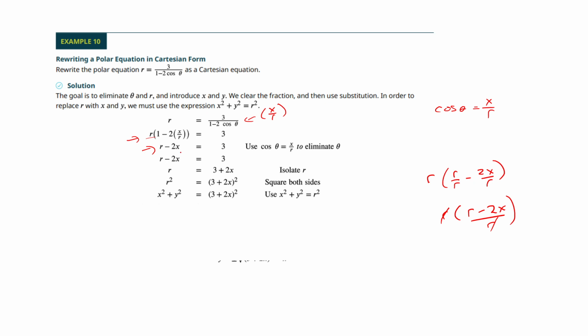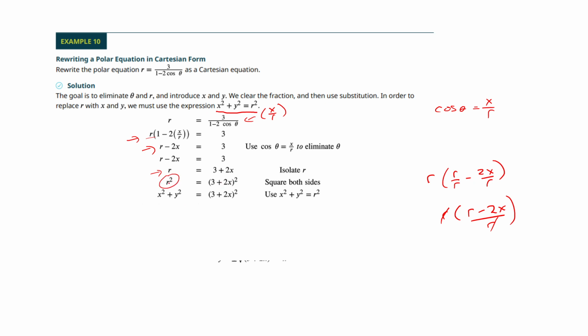Okay, well we're on our way. We need to just get rid of the r now. So let's send the 2x to the other side. We get down to here. r is 3 plus 2x. So that's pretty good. Now, how are we going to get rid of r? Well, this is the best way we can do it. The way to get rid of r is that r squared is x squared plus y squared. So let's square both sides. That'll create r squared. See what we've done here?